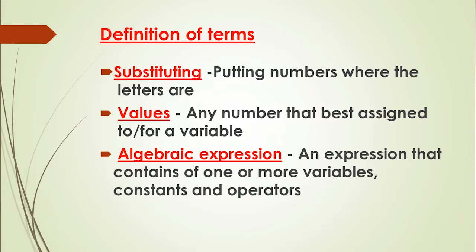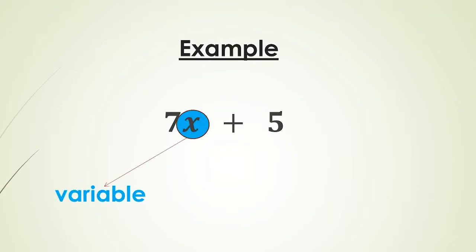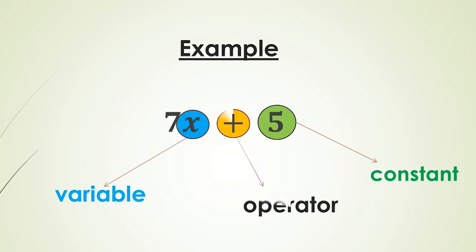And our last word is algebraic expressions, which is an expression that contains one or more variables, constants, and operators. I want to give you a revision example on algebraic expressions. Say we have 7x plus 5. The x there is called the variable. The 5 is called the constant, or the number. And the plus sign there is what we call the operator.